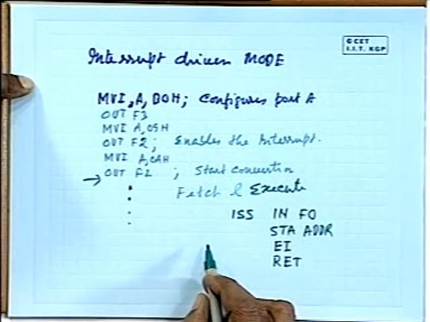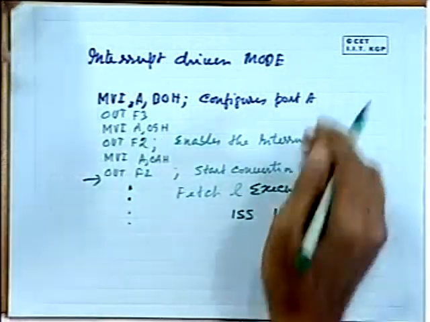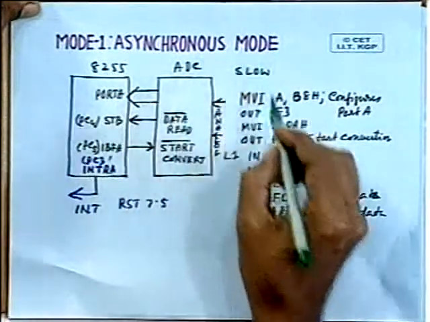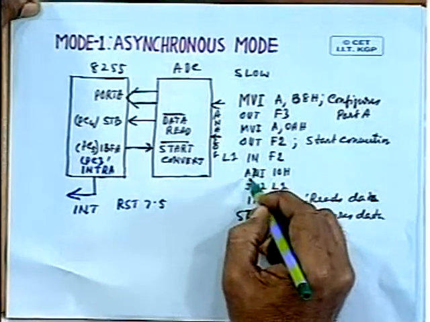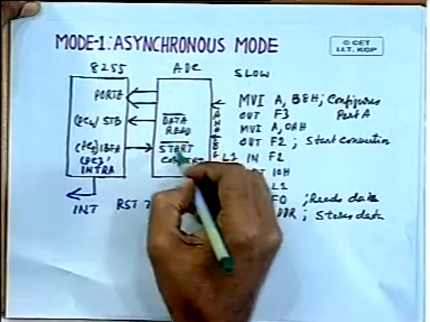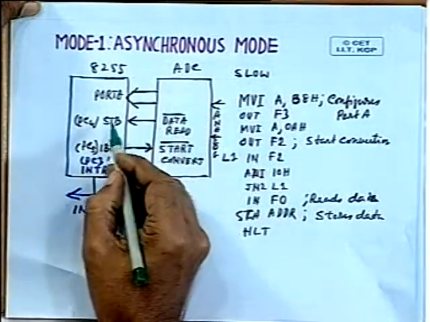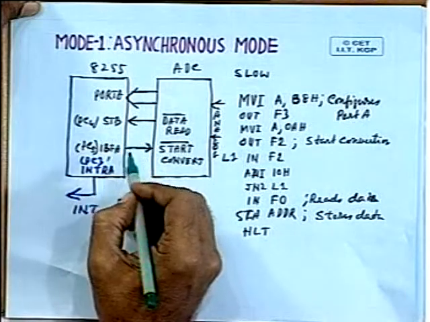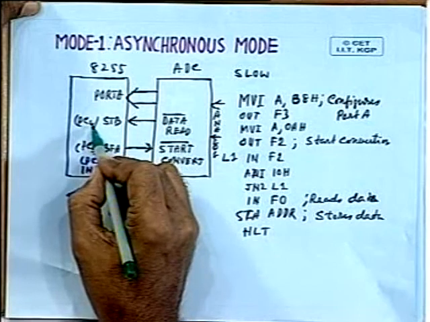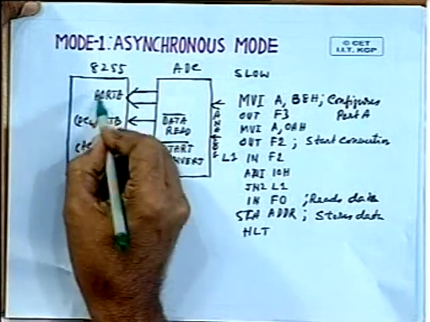So, you see here the difference between the previous code and this code. In the previous case, in the synchronous mode, it was simply looping here to check the status of the device, the AD converter, and only when the data was latched, it was checking this particular bit, PC4 bit, then the data was read from port A.